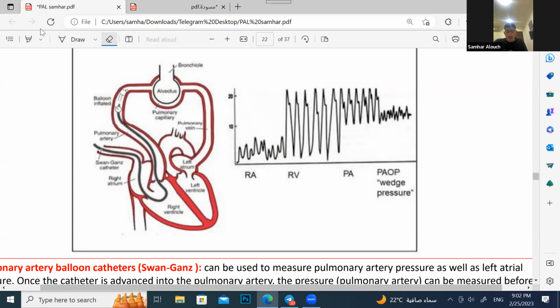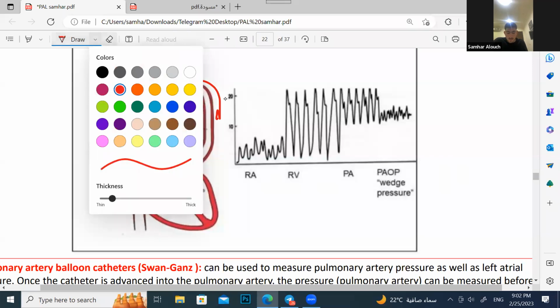But now this balloon catheter, I want to measure the left atrium. But imagine I use this balloon catheter to go to the lungs, then from the lungs to the pulmonary vein, then from the pulmonary vein to the left atrium. Doesn't make sense. So we have another method.